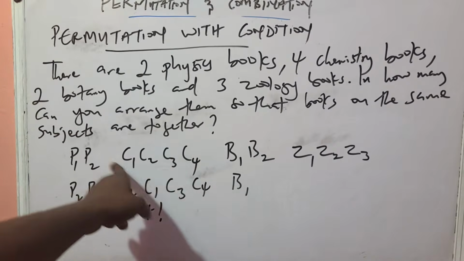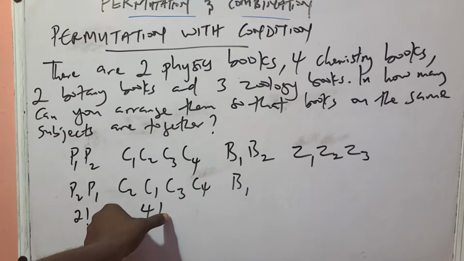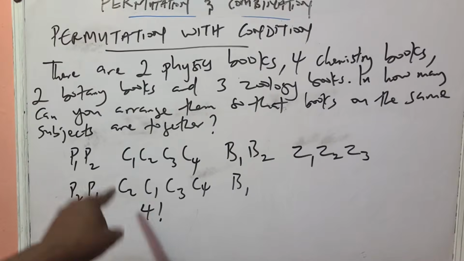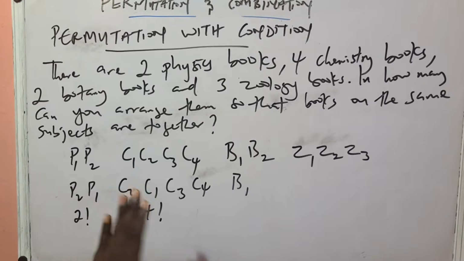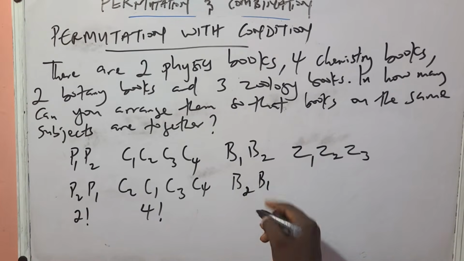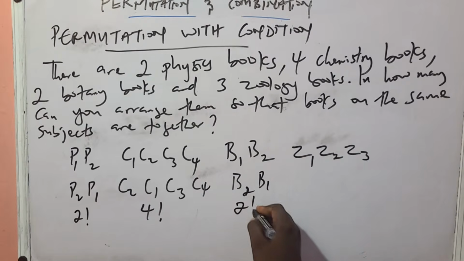When we have 4 objects here, 4 chemistry books, how many ways can we arrange those 4 chemistry books? Of course, that's 4 books, arranging the 4 of them. That will be 4 permutation 4, which is 4 factorial. That's how we got 4 factorial here. Now, look at the one for botany. We have 2 books. Of course, we are not arranging part of them, but the 2 botany books. How many ways can we arrange these 2 botany books? We can have botany 1, botany 2, or botany 2, botany 1. That's obviously 2 factorial ways.